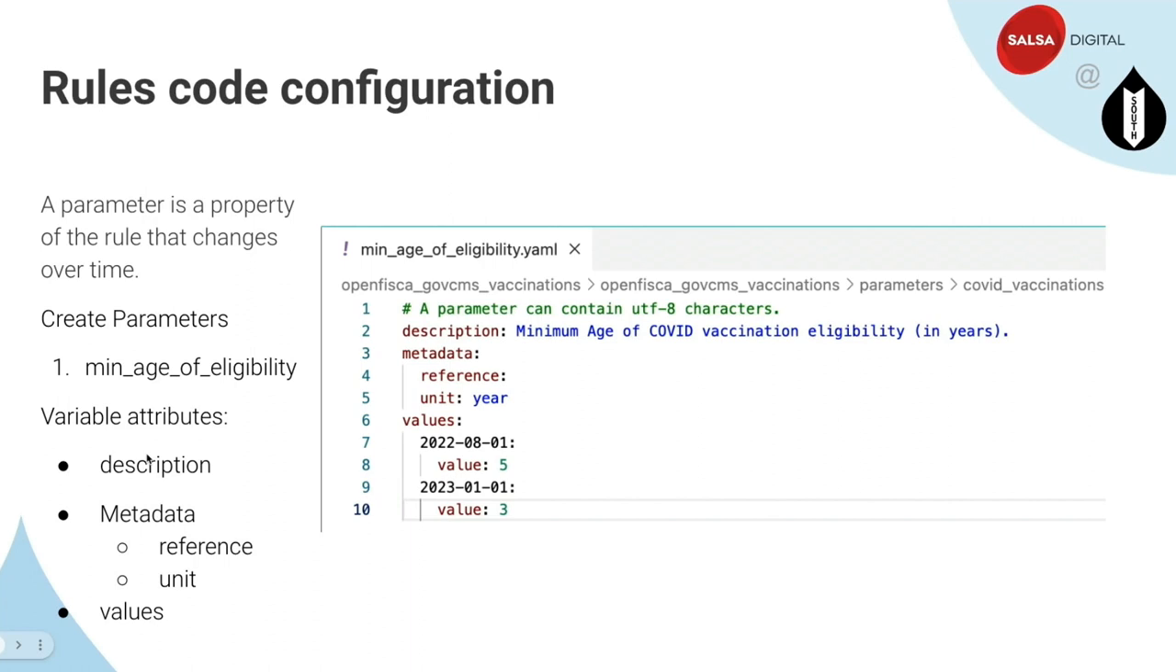One very interesting thing about rules as code is that it has a concept of unit. It has a concept of what is the reference and what is the unit.